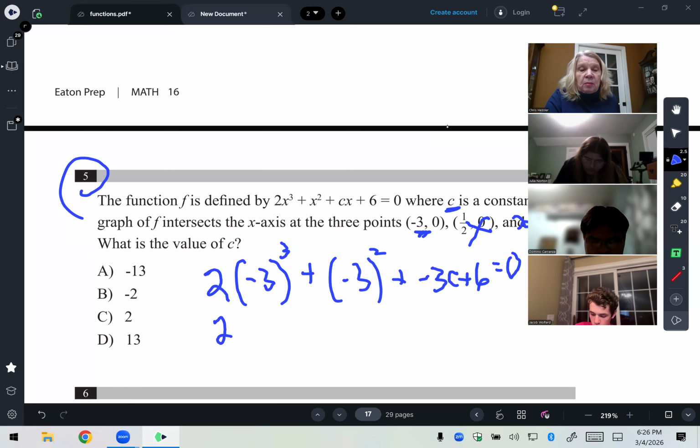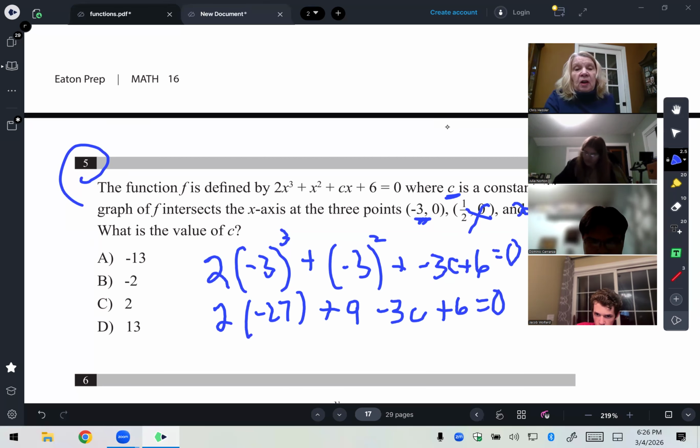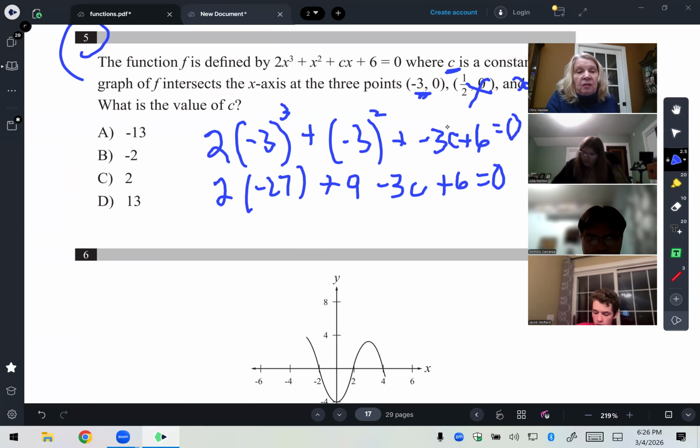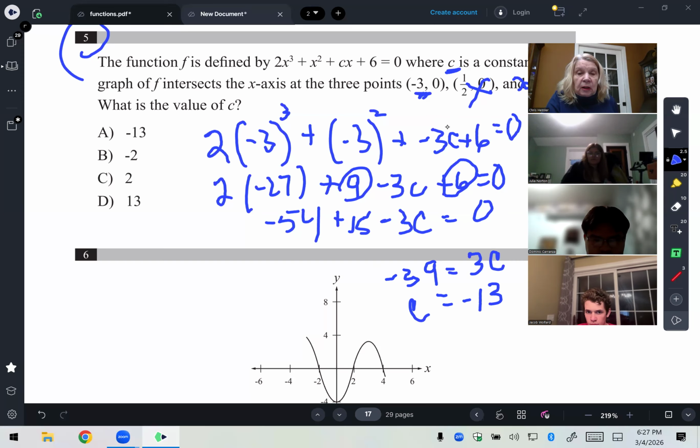So that'll be 2 times the -27 plus 9 minus 3c plus 6 is 0. So moving on, we're going to have -54 plus 15, because 9 and 6 is 15, minus 3c equals 0. So that's going to be a -39, adding 3c to the other side. So c has to be a -13. Does that make sense?